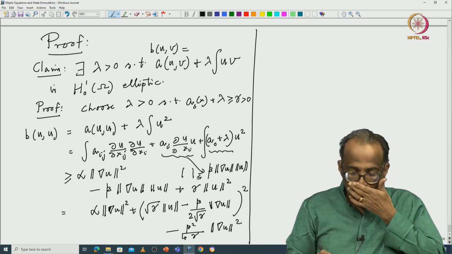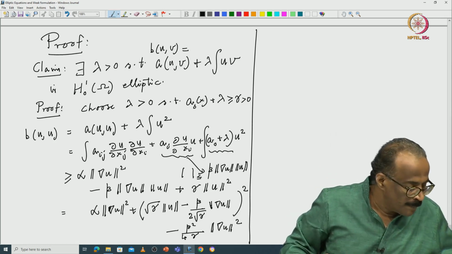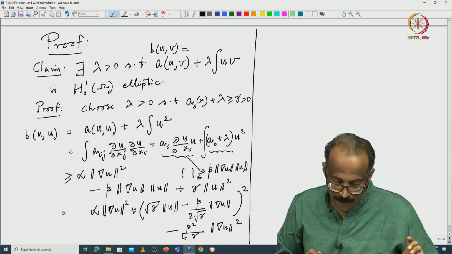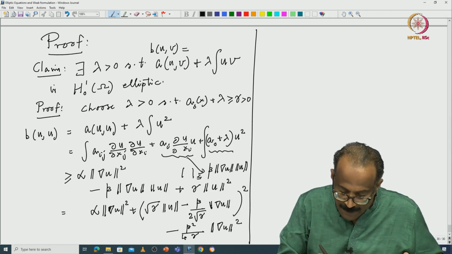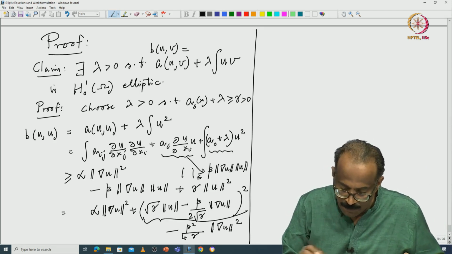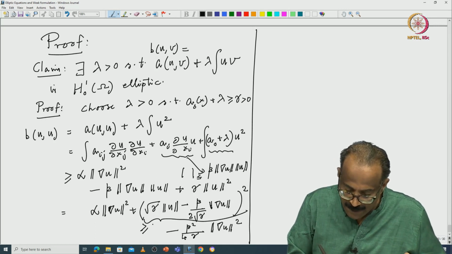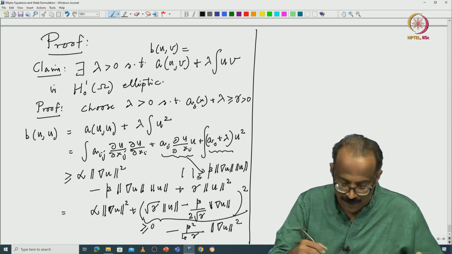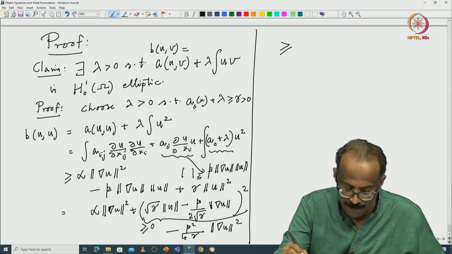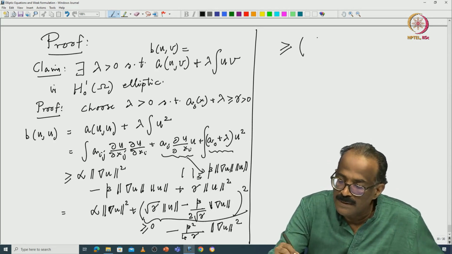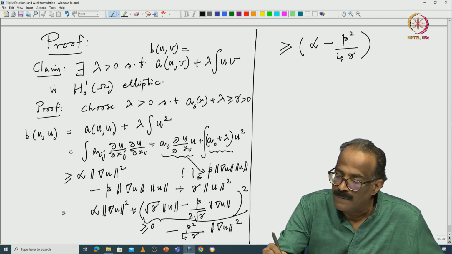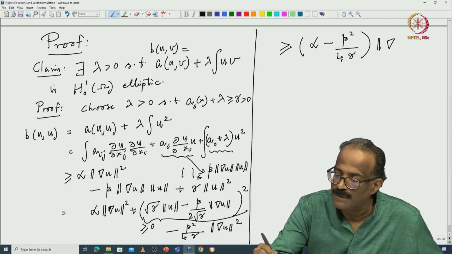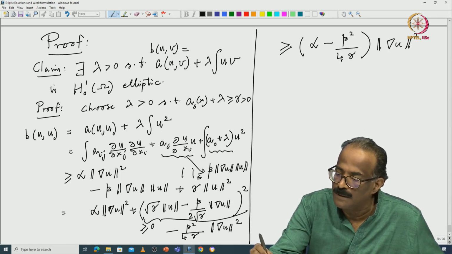Okay. So, with that, this is a positive quantity. So, you see, this is a positive quantity. So, this is greater than or equal to 0. Now, that will be greater than or equal to alpha minus beta square by 4 gamma into norm of grad u square. This is what you want to do.